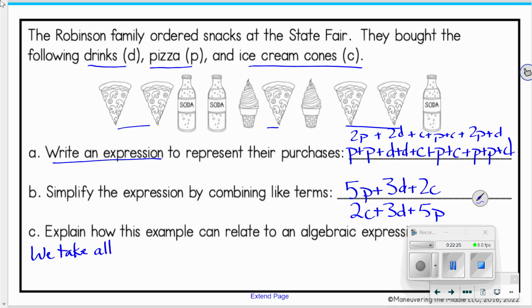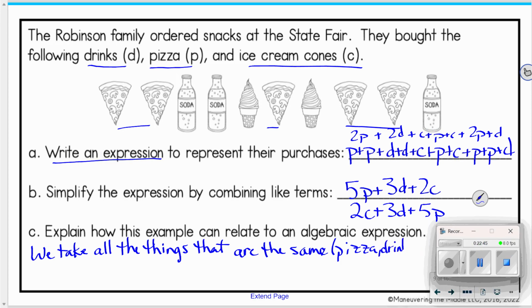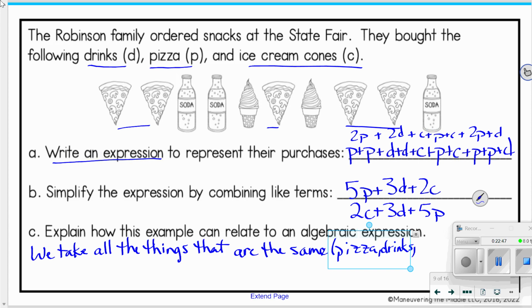So to explain how this example can relate to an algebraic expression, we take all the things that are the same, so the pizza, the drinks, and the cones, and list them as one thing.